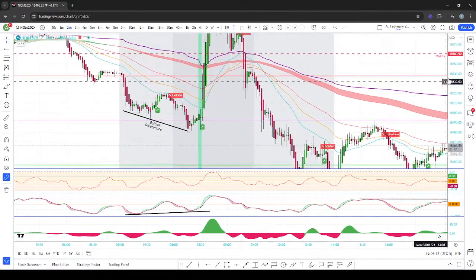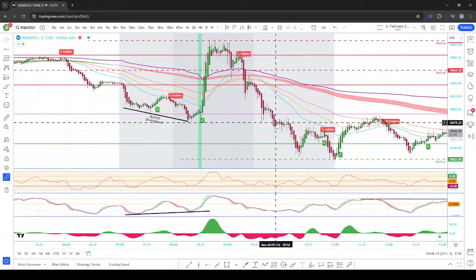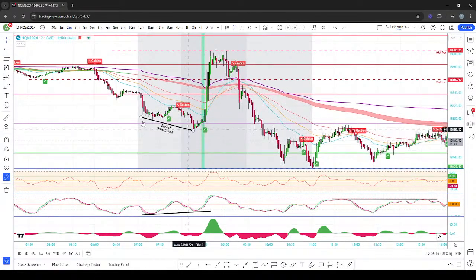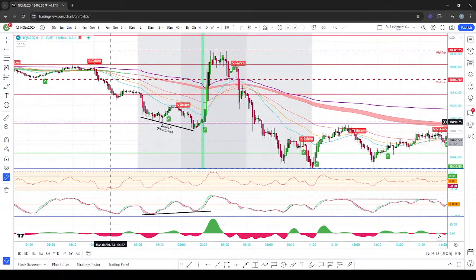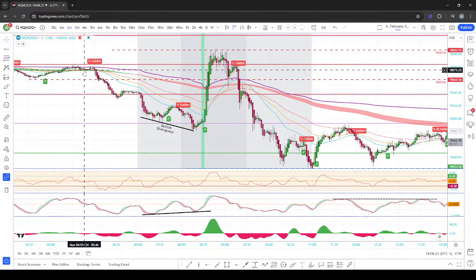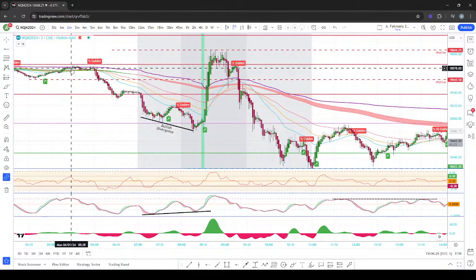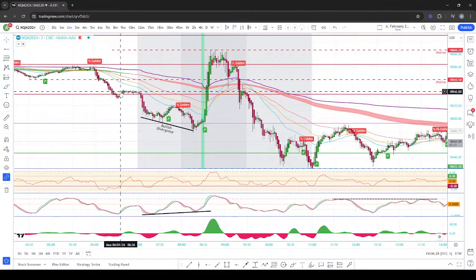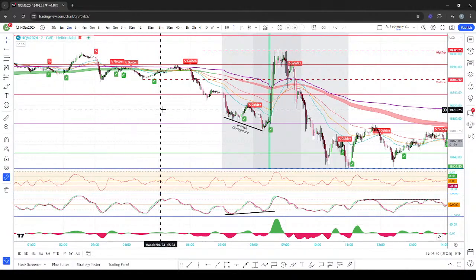All right, so today, Monday, this is the 2-minute chart of the NQ. So right here, you can really see price, from the London session, just coming down. And this is what I really like.